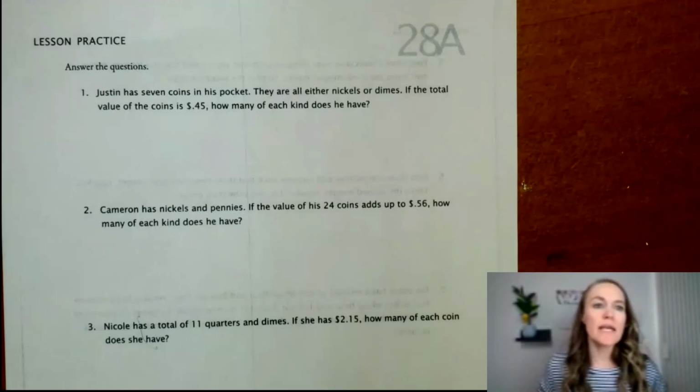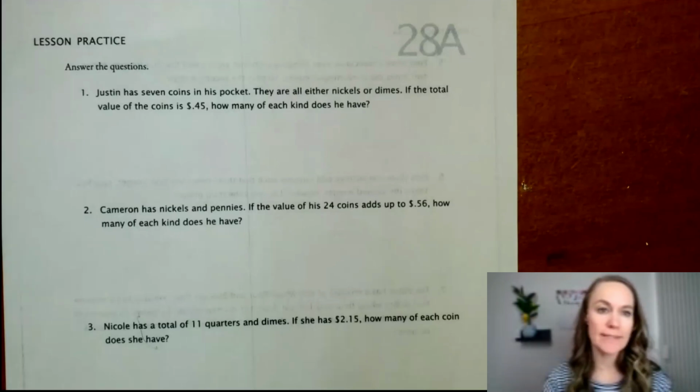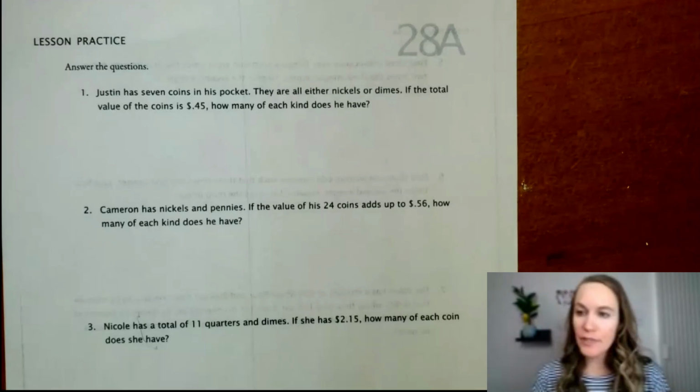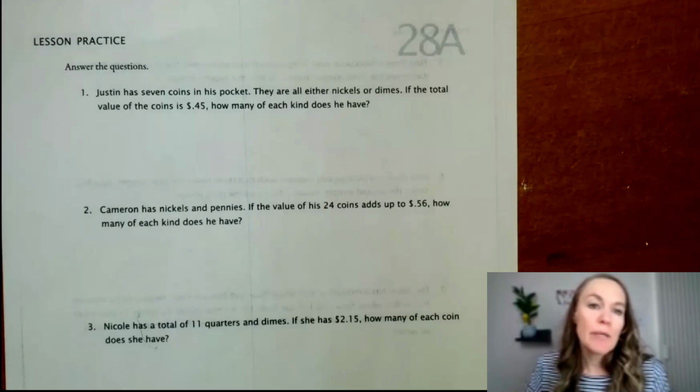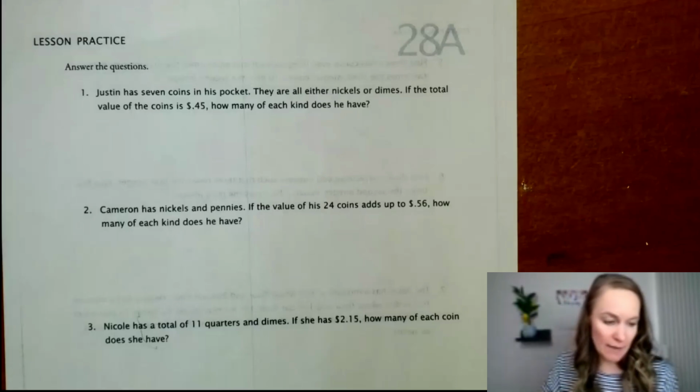Okay, so the first one says Justin has 7 coins in his pocket. They are all either nickels or dimes. So if the total value of the coins is 45 cents, how many of each kind does he have?